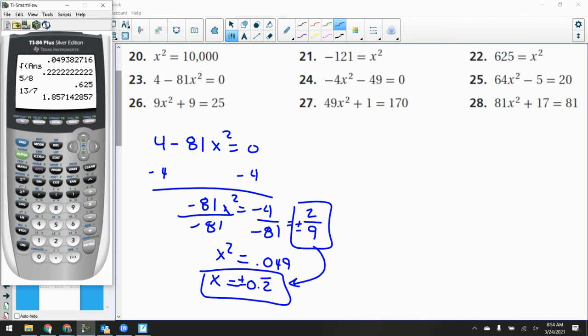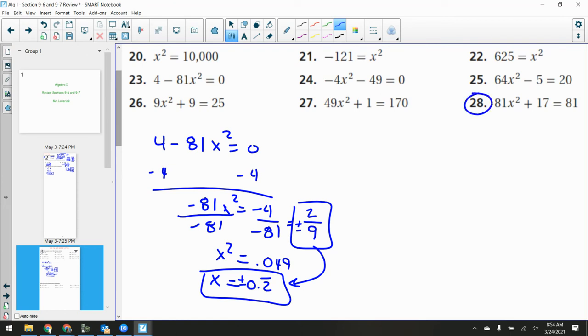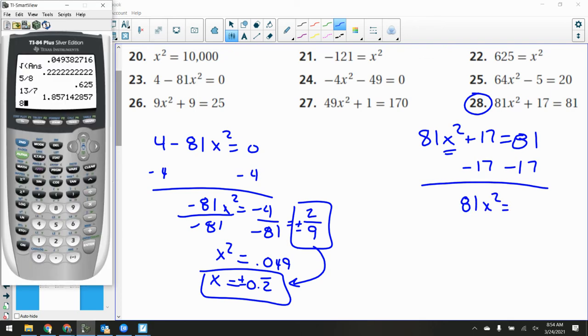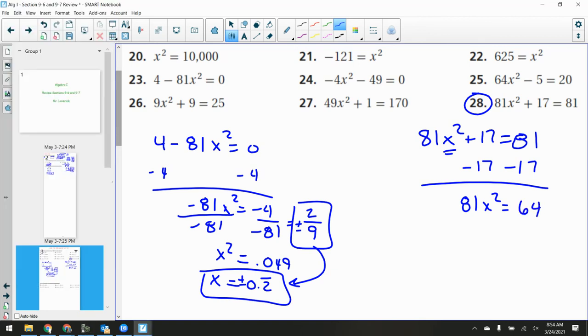David, what do I do first here in 28? 81x squared plus 17 is equal to 81. How do I get x squared alone? Subtract 17. So we get 81x squared is equal to 81 minus 17. I get 64. What do I do now? Get x squared alone. Divide by 81. So we get 64 over 81.